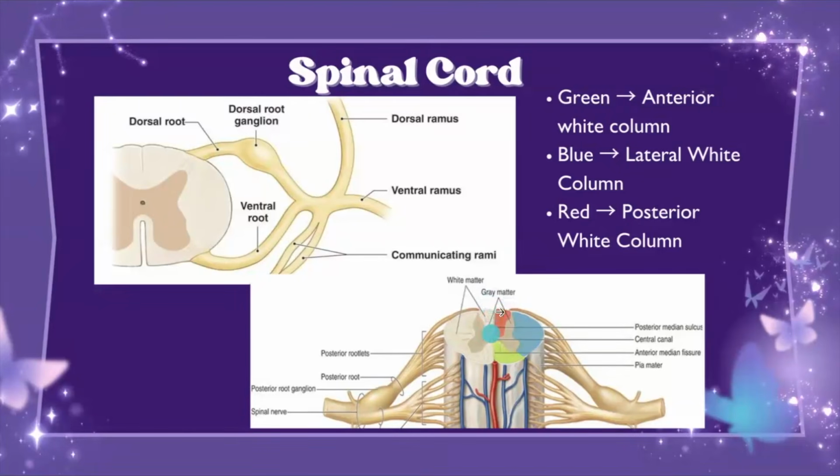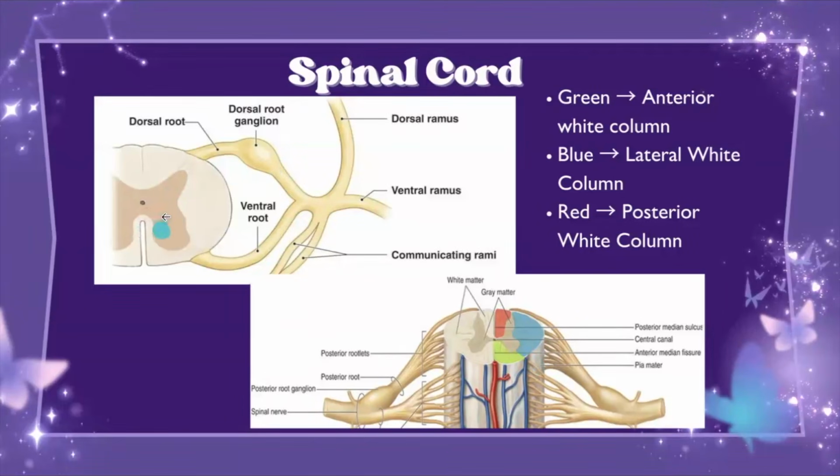This area is called the posterior white column. These are important because the ascending and the descending spinal tracts will go through these areas, and we will go over them later. Now, let's go back to the gray matter.